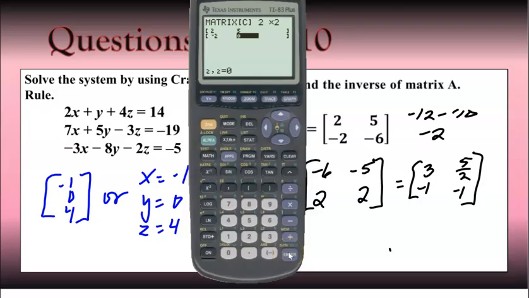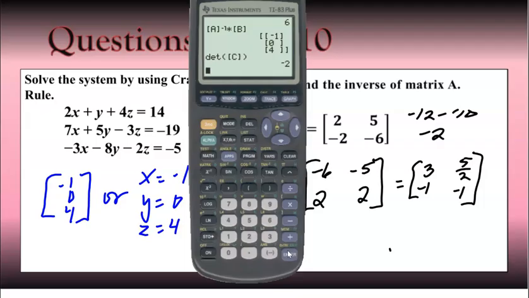And then we have negative 6. Now we get out of here, and then we go back in. So it's second inverse. And the determinant, we're going to go to math, and that's option 1, determinant. So that's 1. Then we go back to our matrices, and then we have number 3. And that gives us a negative 2, which is what we found here.